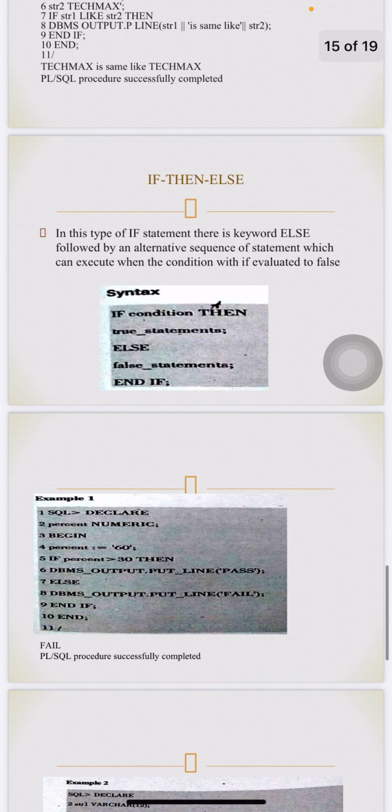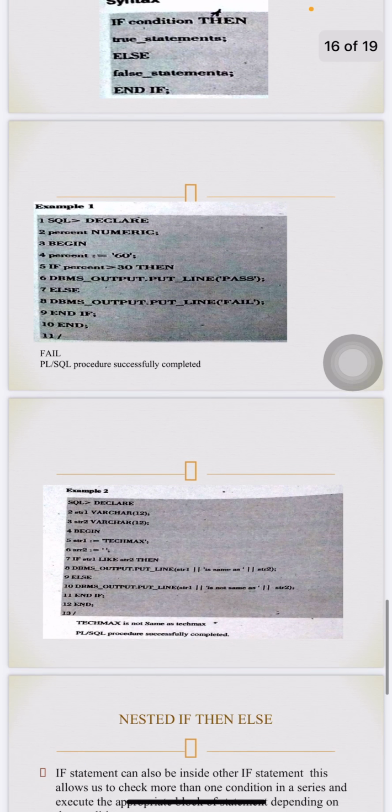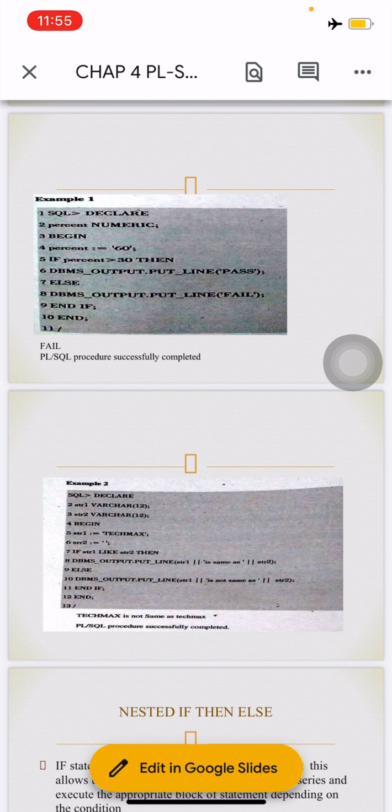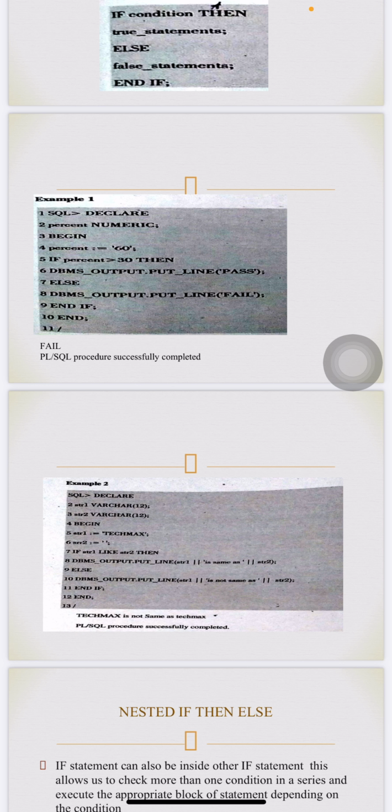This is the example. DECLARE percent NUMERIC; BEGIN percent := 60; IF percent is greater than 30 THEN DBMS_OUTPUT.PUT_LINE('pass'); ELSE DBMS_OUTPUT.PUT_LINE('fail'); END IF; END.